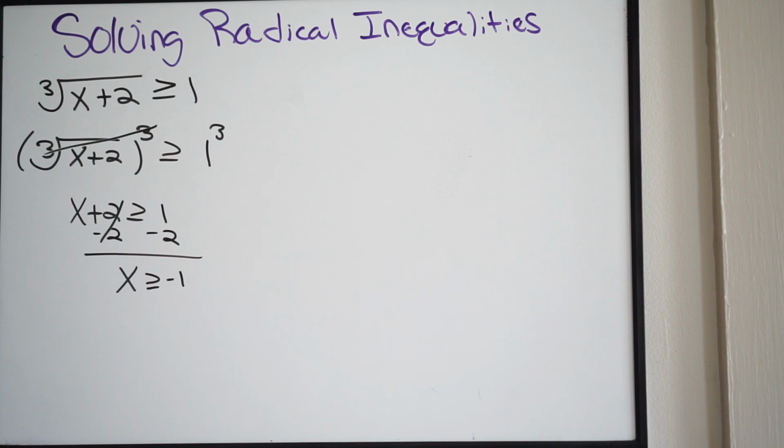Now think about this. Remember when we were dealing with a square root, we had to set up a second inequality, and we had to say that that radical had to be greater than or equal to 0. That was for a square root. However, for a cubed root, it doesn't matter, because think about it, we can have a negative underneath this radical and it's not going to return an imaginary number, right? Because it's a cubed root.